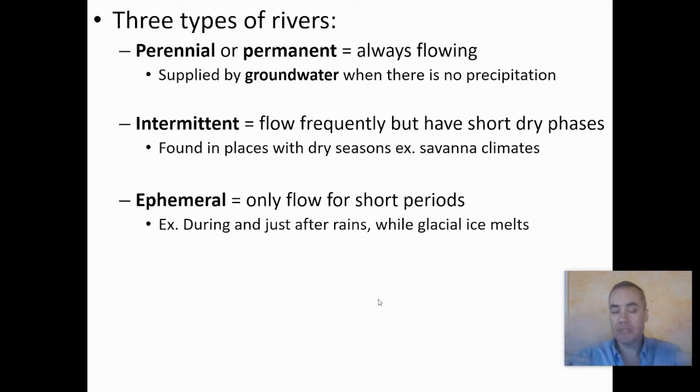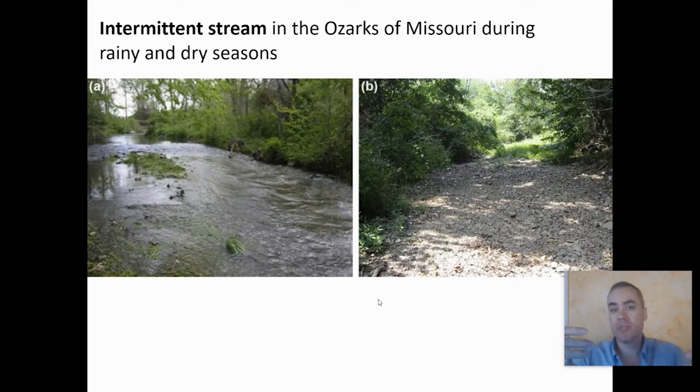Then intermittent rivers flow frequently, but have short dry phases. For example, you may remember from the climate section, we said that savanna climates have heavy rains for 8 or 9 months of the year, but then the rains drop out for 3 or 4 months. And so during those 3 or 4 months, when things dry up, is when the river would disappear. Here's an example of an intermittent stream in Missouri in the Ozarks. You see the rainy season on the left, and on the right, it just looks like a path through the woods during the dry season.